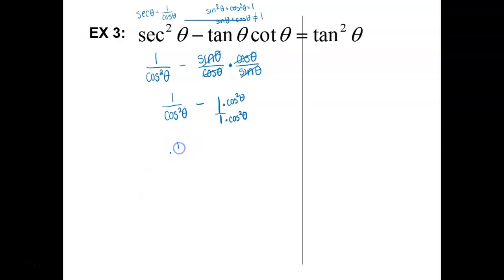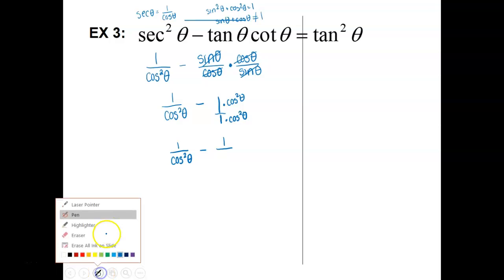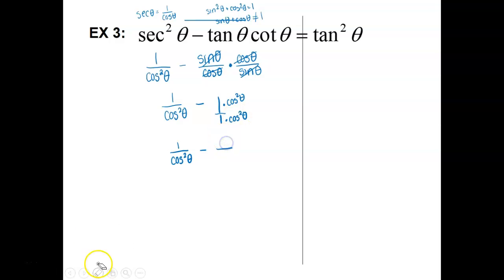So I would get 1 minus cosine squared theta over cosine squared theta. And I could put those together since they have common denominators. I could write it as 1 minus cosine squared theta over cosine squared theta.